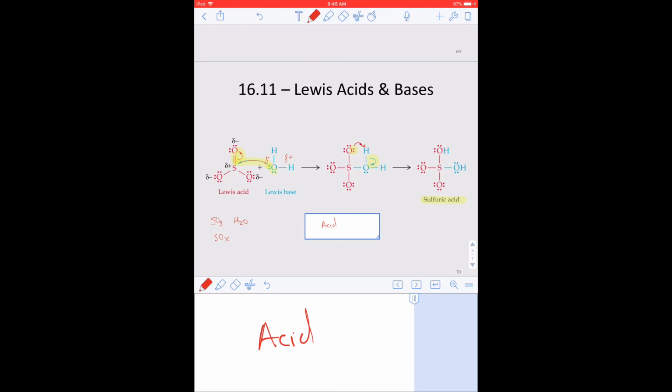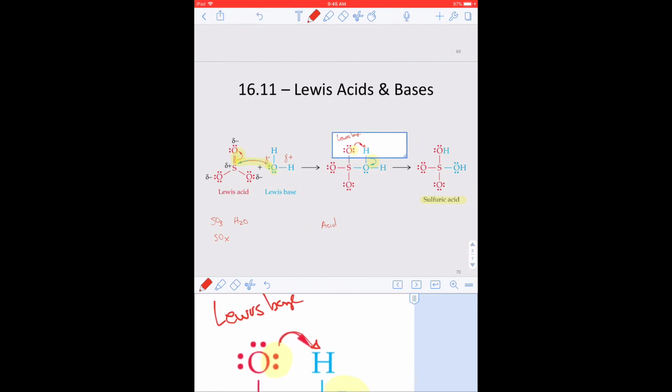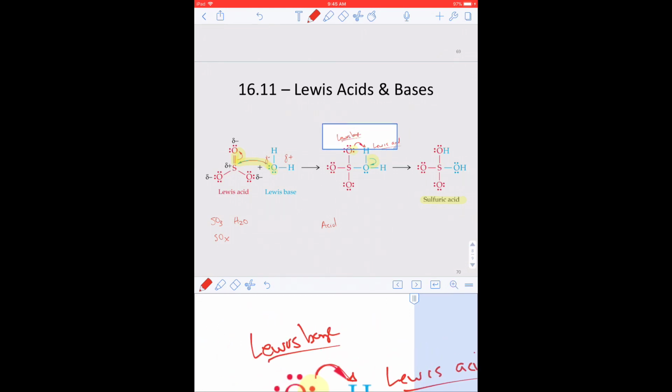Again, this is just a double Lewis acid-base reaction. We have a lone pair being donated from the water to the SO3, and then a lone pair from that oxygen being donated back. So we have a Lewis base up here. The oxygen acts as a Lewis base, a lone pair donor, and the hydrogen acts as a lone pair acceptor, so it's a Lewis acid.